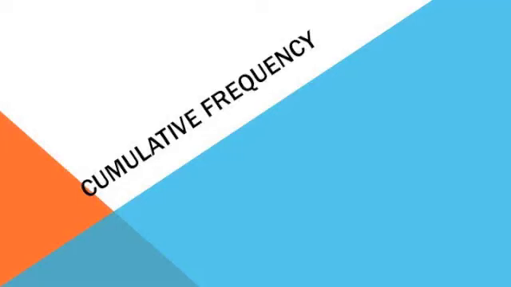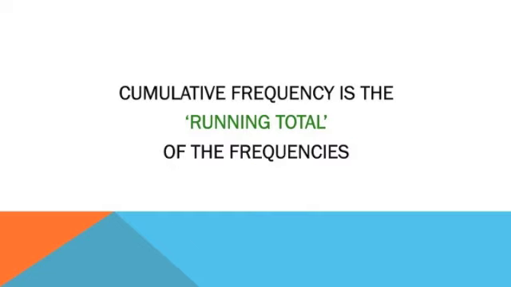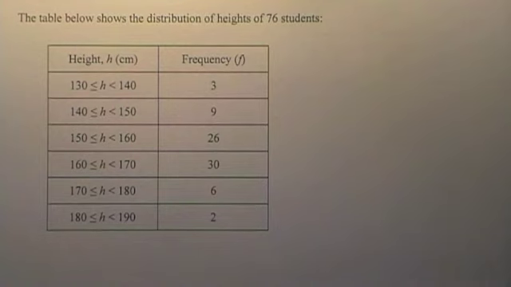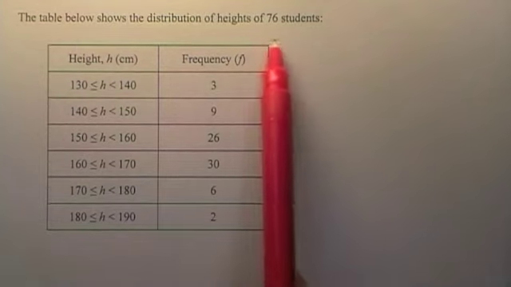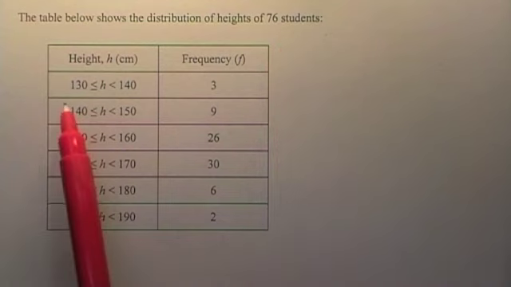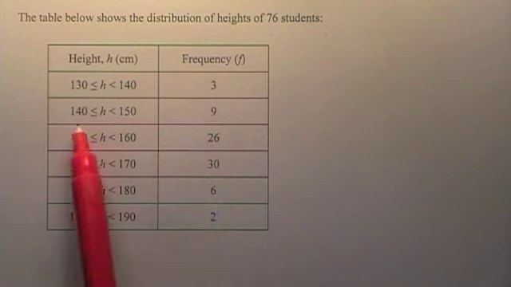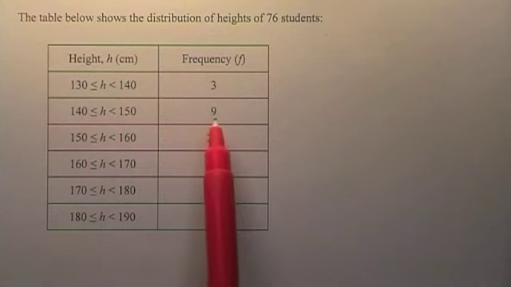In this video, I'm going to explain cumulative frequency. Cumulative frequency is a running total of all the frequencies within a frequency distribution. I'm going to be using this example of a frequency distribution, which is the heights of 76 students. Between 130 and 140 centimetres there were 3 students, and between 140 and 150 there were 9 students.